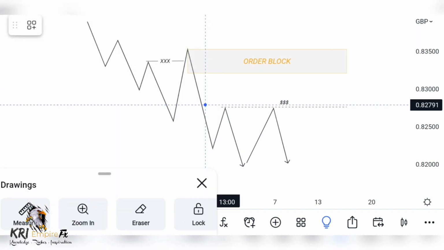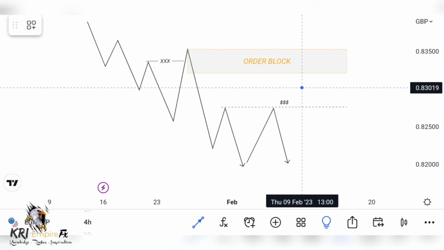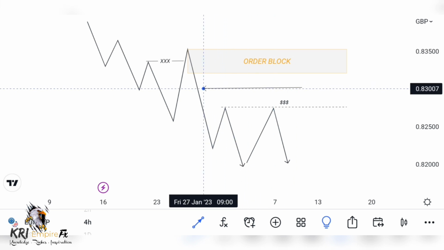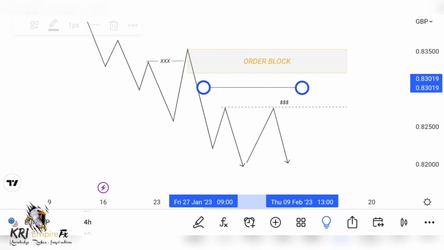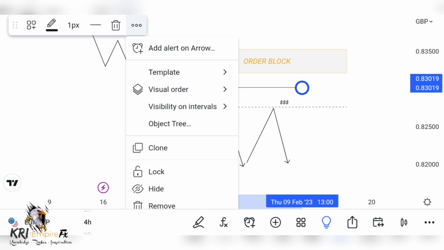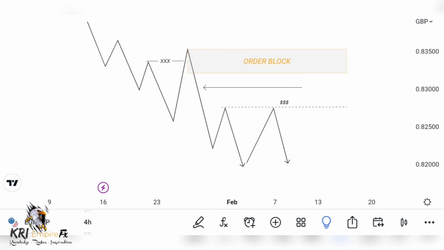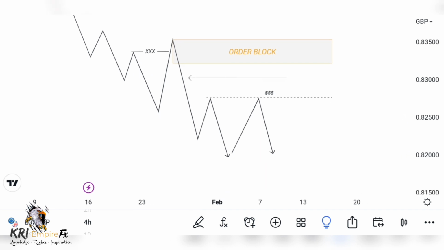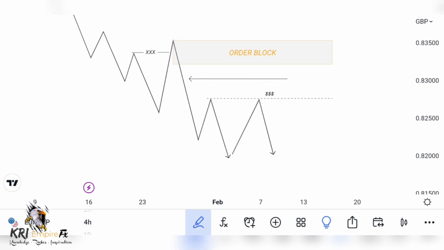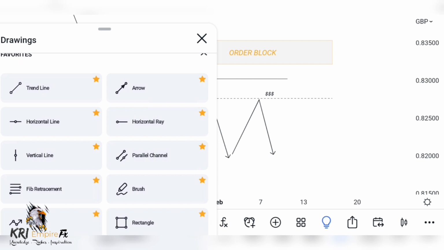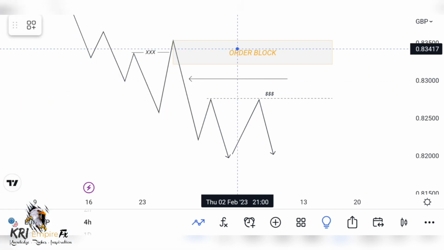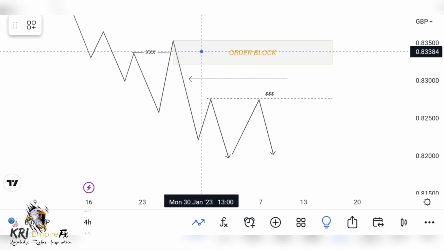again, you'll find that there is an imbalance. There is an imbalance right here, an imbalance right there. Let's label that. You'll find that there is an imbalance right there. So this is what I now call a high probability demand, I mean supply zone now.